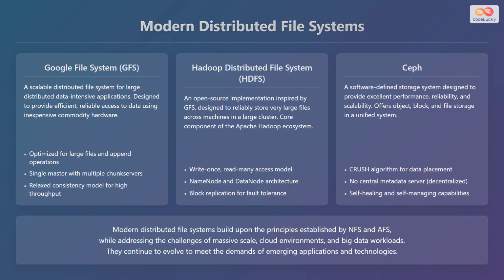Hadoop Distributed File System, or HDFS, is an open source implementation inspired by GFS. It is designed to reliably store very large files across machines in a large cluster. It is the core component of the Apache Hadoop ecosystem. It uses a write-once, read-many access model. It has a name node and data node architecture, and has block replication for fault tolerance.